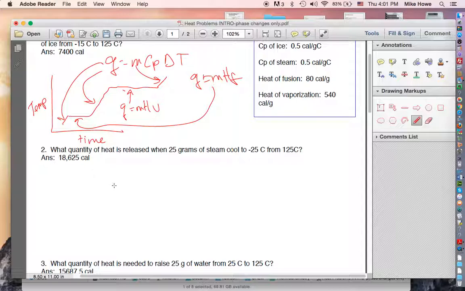All right, so now we're going to work a couple problems that are associated with this graph and these formulas. The first problem we'll look at is number 2 here. We have 25 grams of steam and it's cooling down to negative 25 from 125. The energy change is the same whether you think of it as going from negative 25 to positive 125 or from 125 to negative 25. Either way, the heat change is the same. It's just that in this case, since we're cooling, the heat's released. If we were warming up to 125, heat would be absorbed.